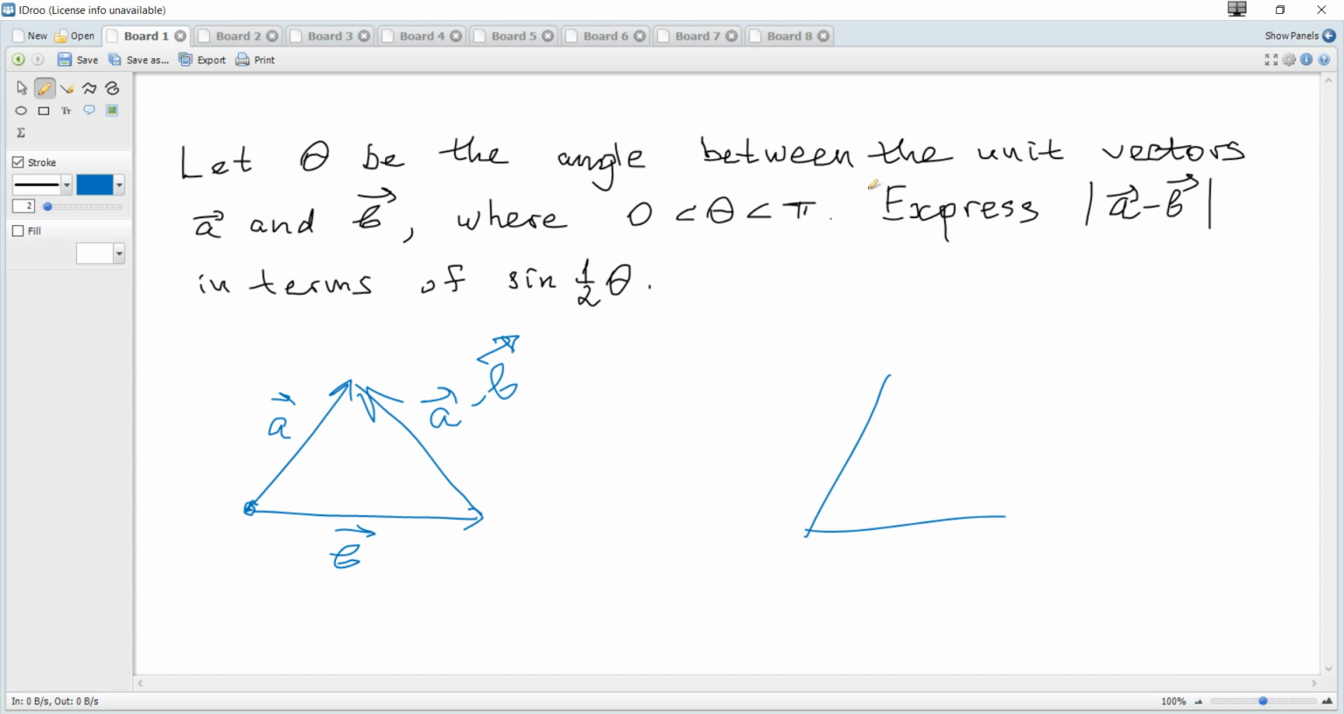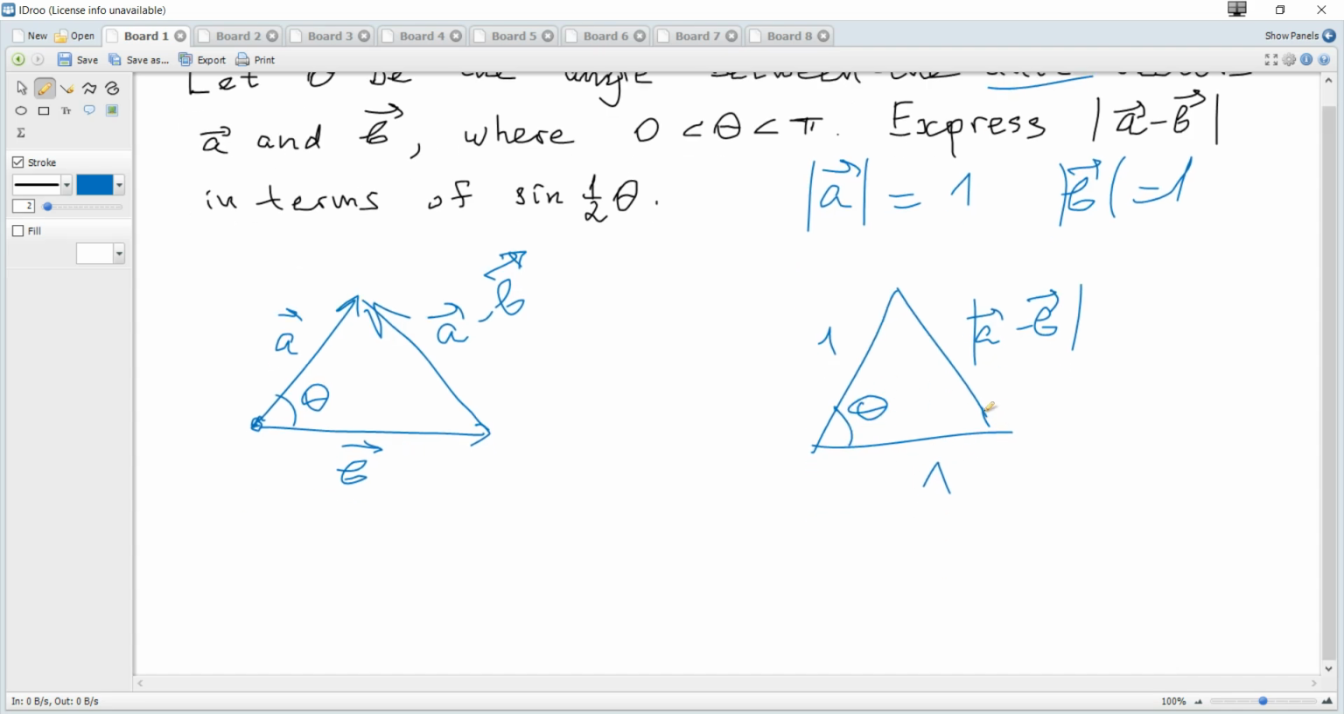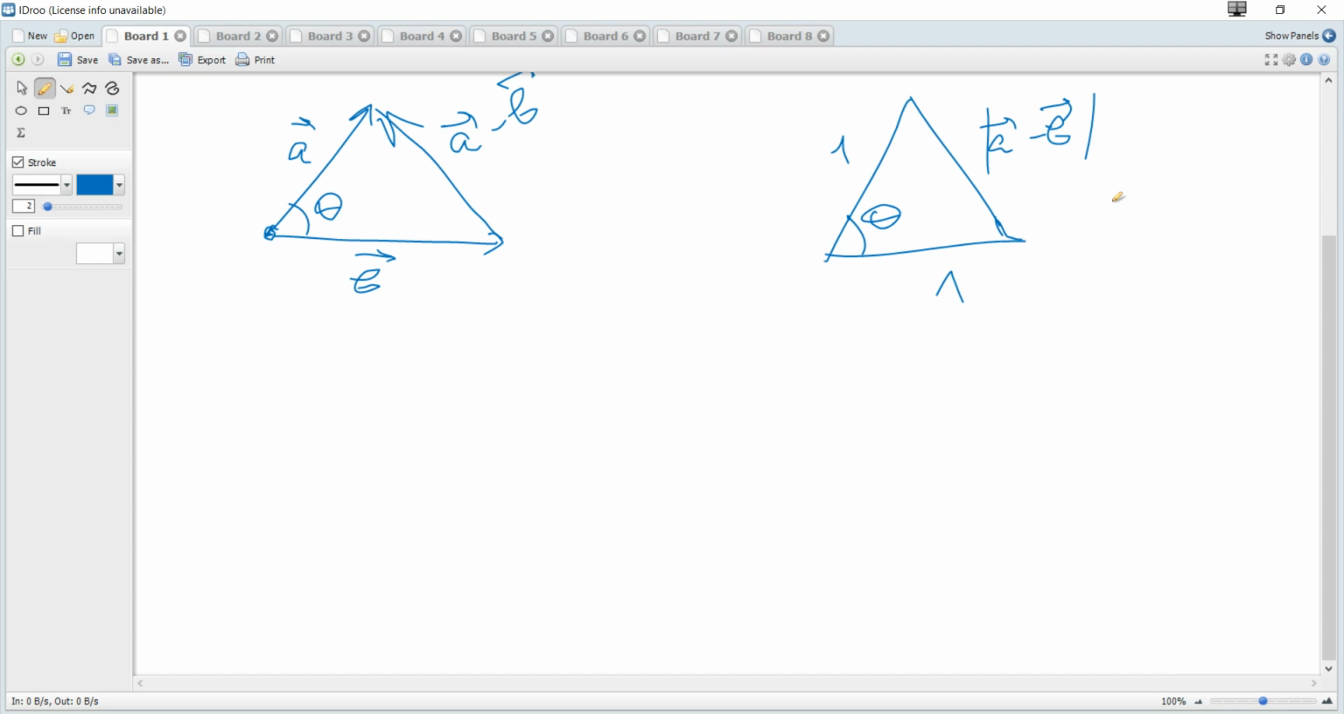And it is given that a and b are unit vectors. Unit means that the length of vector a is 1 and the length of vector b is also 1. So it looks like this: 1, 1, and it's a minus b. The magnitude is required. You may denote it as x. And also it is given that the angle between a and b is theta, so theta is here. And how to find this length? You may use the cosine rule directly.